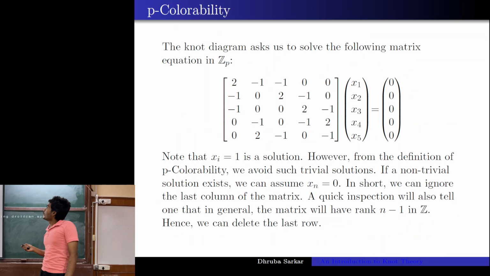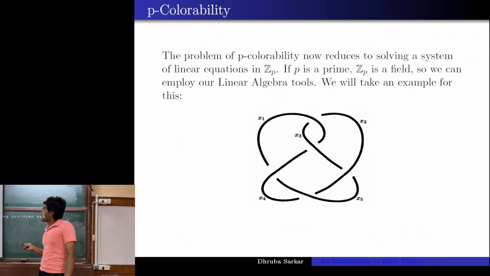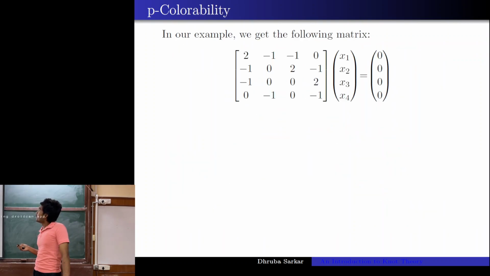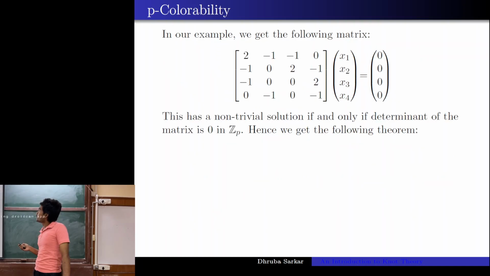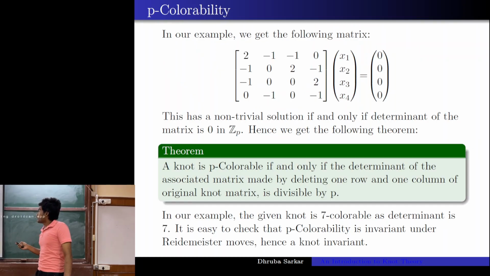For example, if you go back, this knot, after you do this and take the determinant of this matrix, you see that this knot is 7-colorable because the determinant is 7. And it's easy to check that p-colorability is invariant under Reidemeister moves. So this sort of generalizes colorability, because now we can check what is the colorability of the knot. We have infinitely many choices to make.